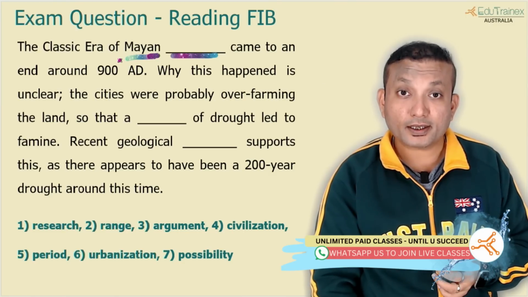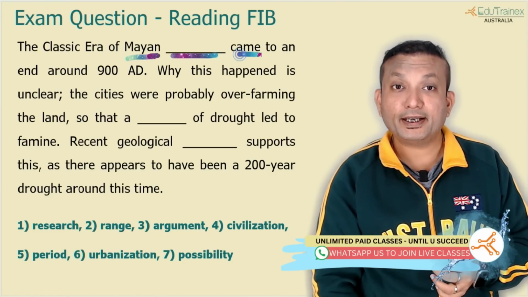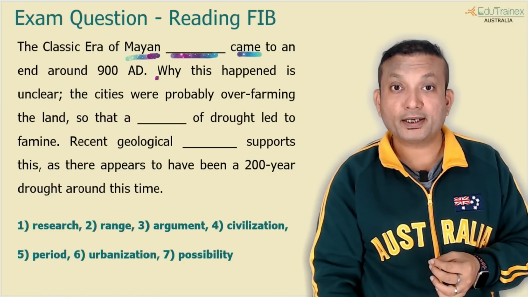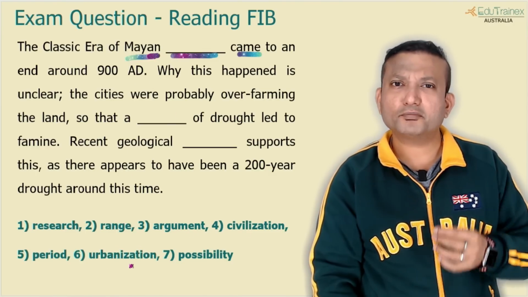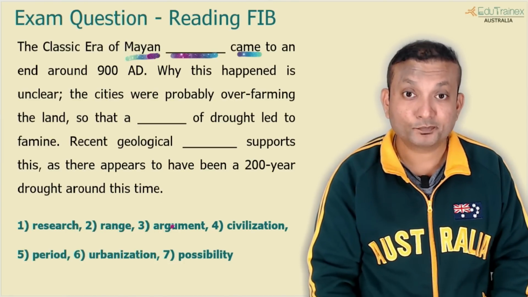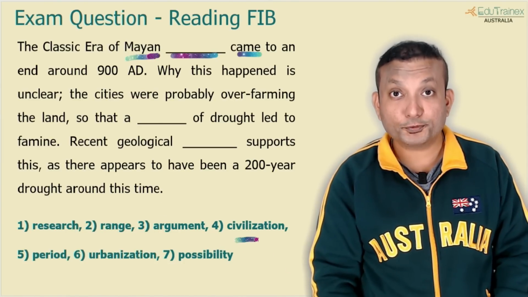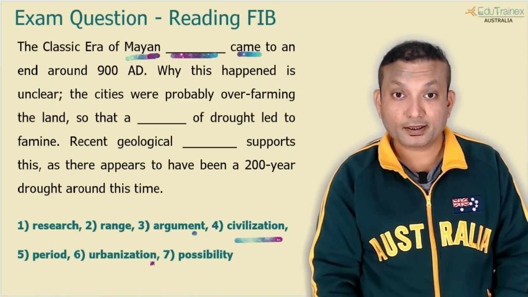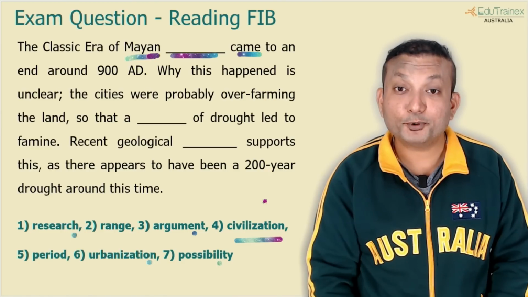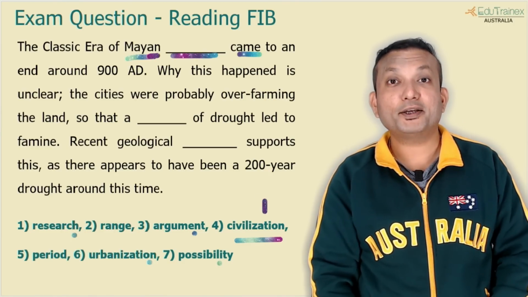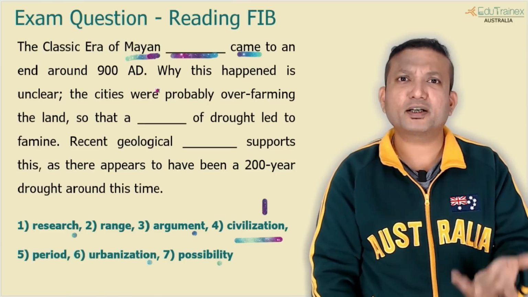So let's look at the classic era of Mayan dash came to an end around 900 AD. So classic era of what? Argument, urbanization? No, 900 AD, long time back. Of course we need a noun. How many nouns do you see? Argument is a noun, civilization, urbanization, possibility, research, these all are nouns. Out of that, only civilization is making sense. So grammar can help you narrow it down, and then you have to apply your context or common sense to understand what it is saying.